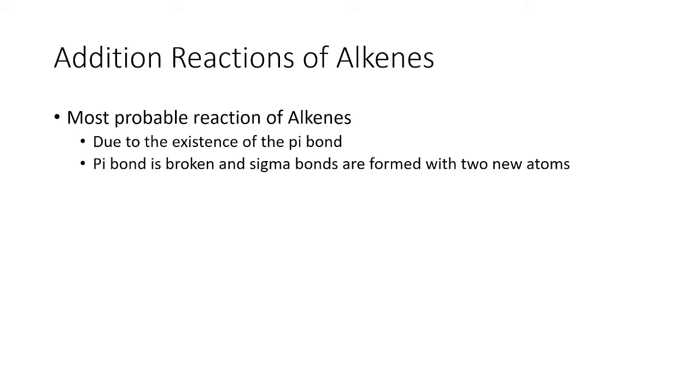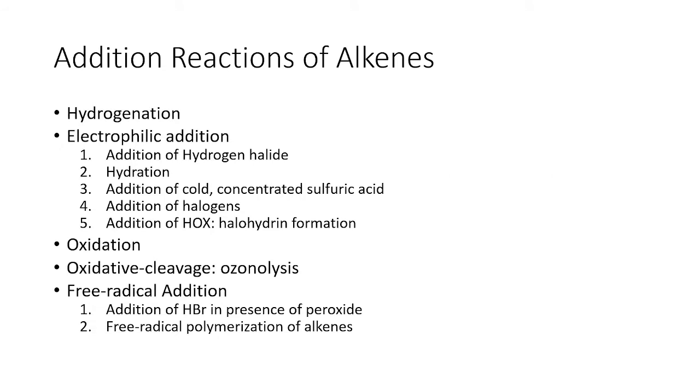So for the first parts of our discussion regarding addition reactions of alkenes, let's enumerate some of the reactions of alkenes. We have hydrogenation, and electrophilic addition, wherein for electrophilic addition we have five addition reactions: addition of hydrogen halide, hydration, which is basically addition of water, addition of cold concentrated sulfuric acid, addition of halogens, and addition of HOX, or what we call halohydrin formation.